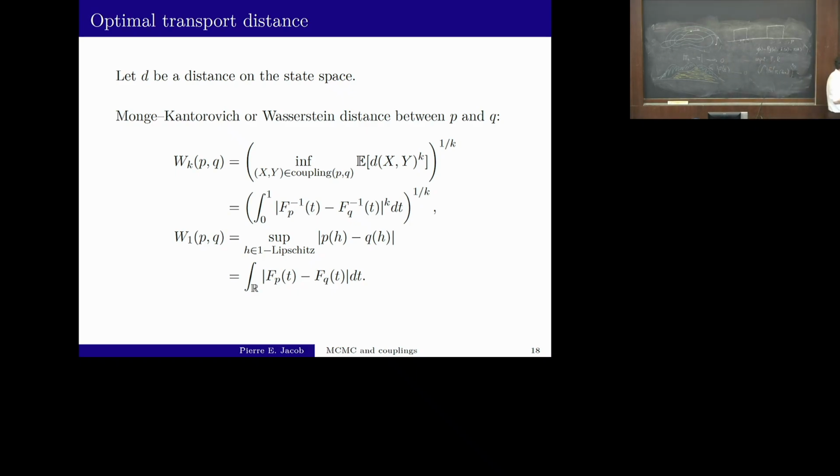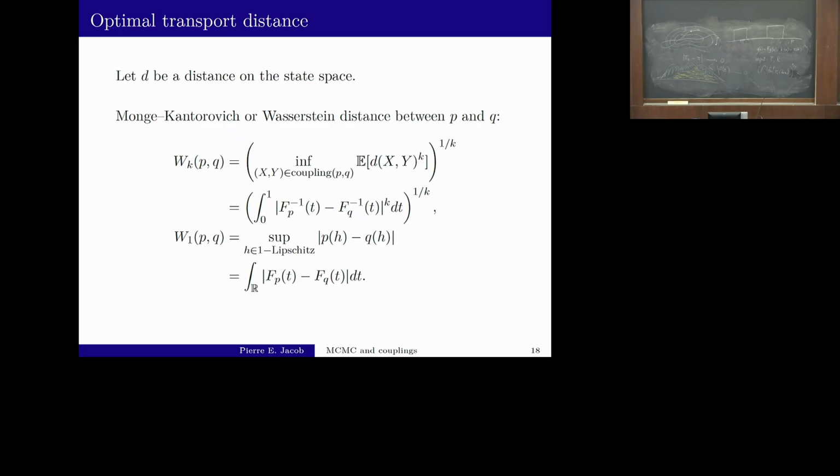So there are other definitions of distances that also involve couplings. One big family is the so-called Monge-Kantorovich or Wasserstein distance, here of order k between P and Q. That can be defined as an infimum over all couplings of the expected distance to the power k between X and Y. So in fact, if you take the 0-1 distance, you retrieve the TV. The TV, in a sense, is a particular case with the 0-1 distance, but here you could have the Euclidean distance, for example. So there are lots of interesting special cases.